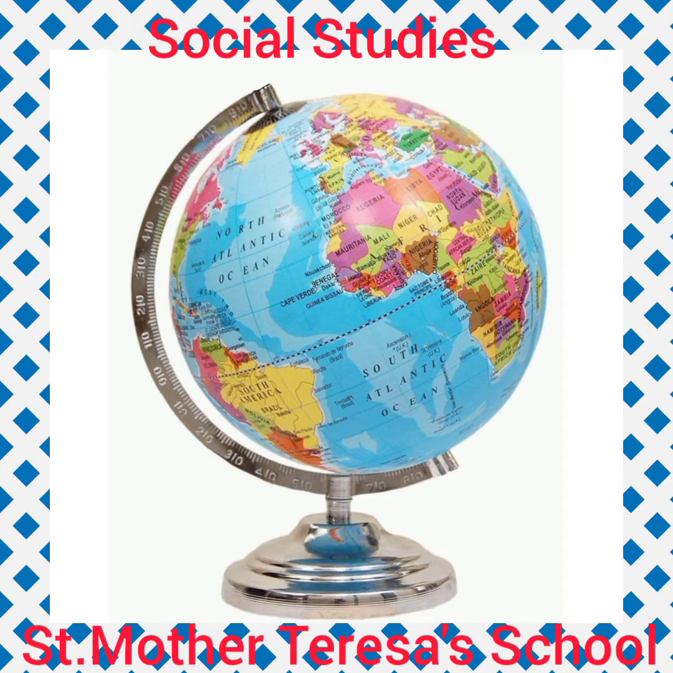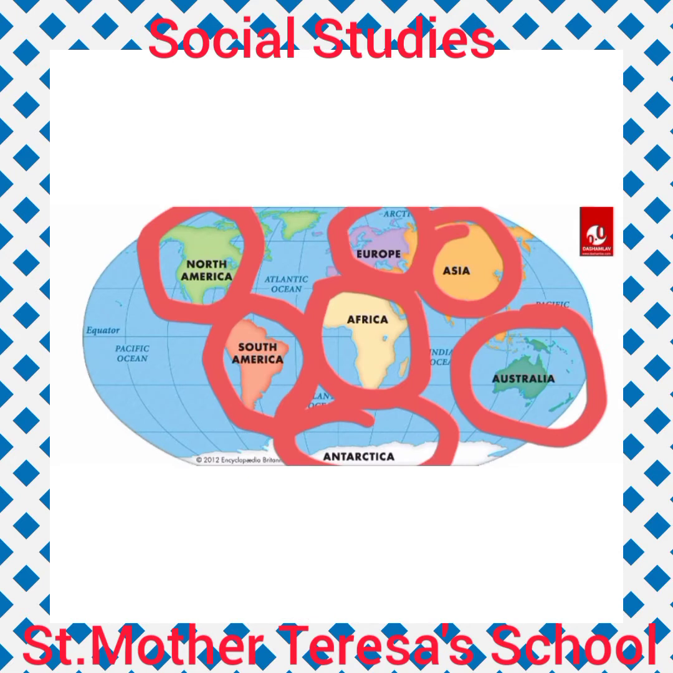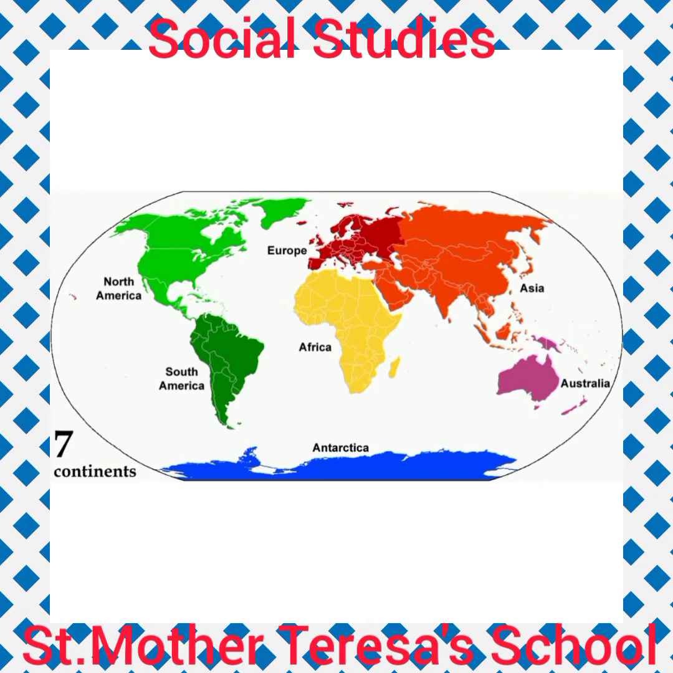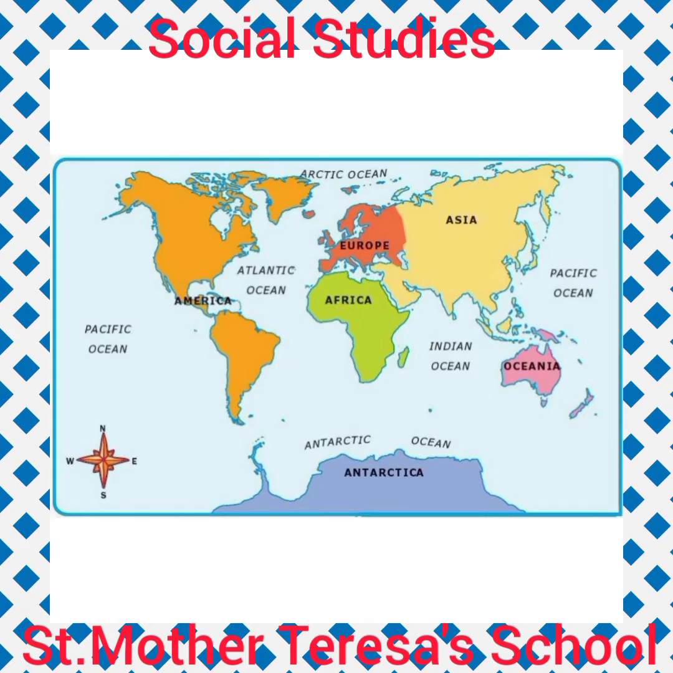The large continuous masses of land are called continents. Most continents are surrounded by water on three or on all sides. There are 7 continents in all. They are Asia, Africa, North America, South America, Antarctica, Europe and Australia.